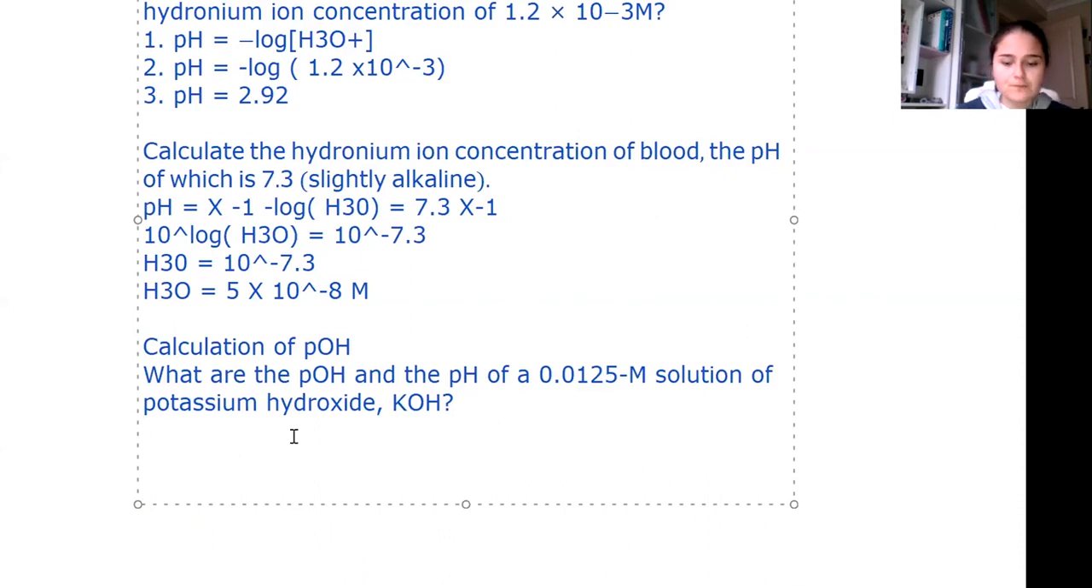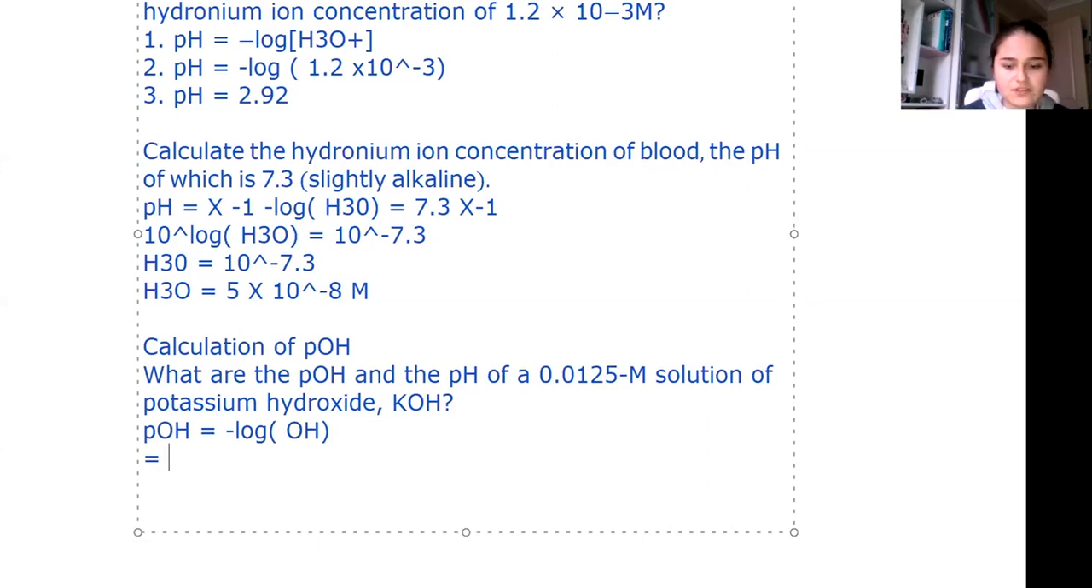Yep. So what you're going to do is pOH is equal to negative log of OH. Does that make sense? And our OH concentration is 0.0125. Do you agree with that? Yep. Same procedure as if you're calculating, let's say, pH.